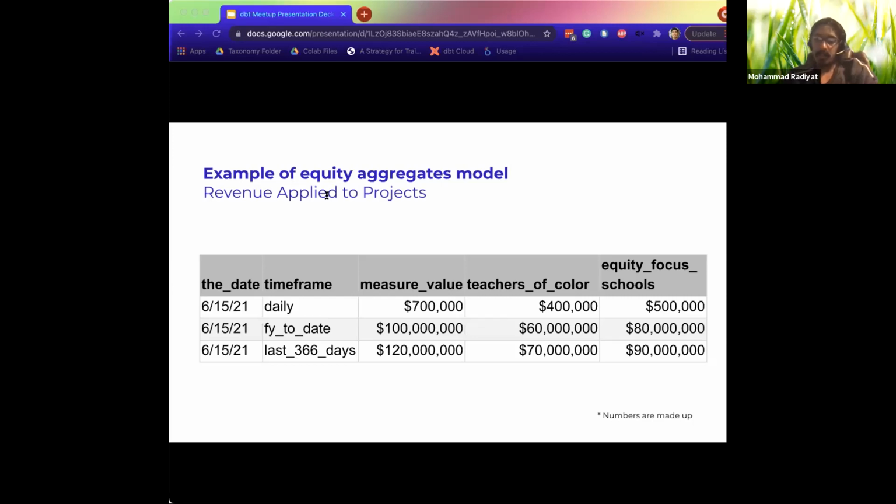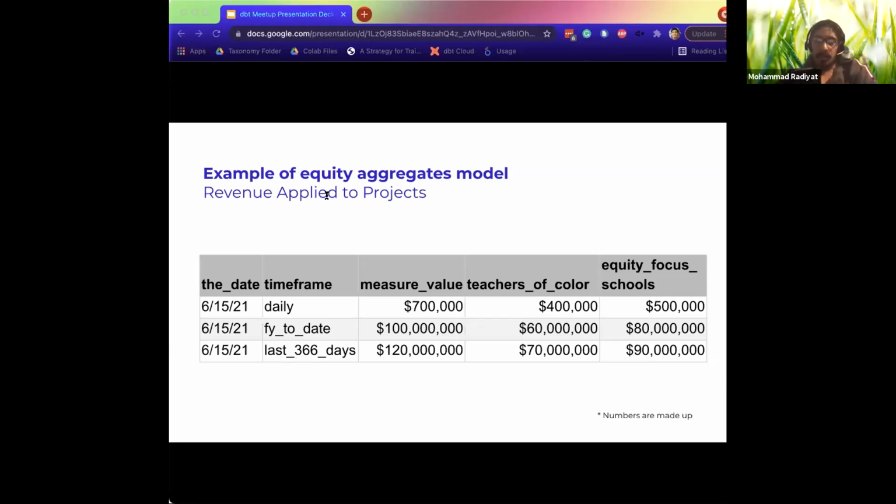The second row is what happens in the fiscal year up until June 15th. So for us, the fiscal year begins in July. So the second row is summed up revenue from July 1st, 2020 to June 15th, 2021. And the last row is a rolling sum of the last 366 days up until June 15, 2021.